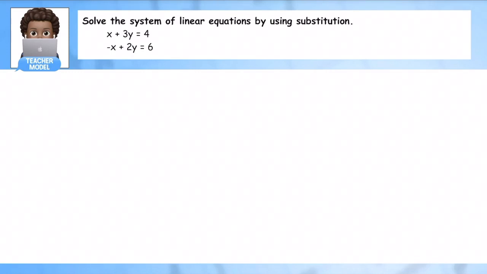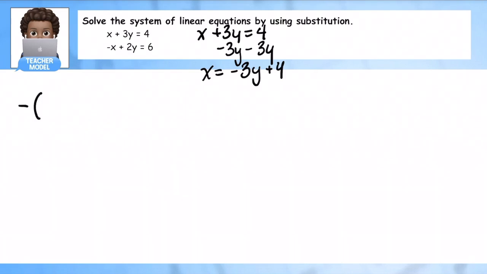Let's do one more solving for system of equations. I'm going to, again, just choose an equation and I want to put it into an easy form. So in this case, I'm going to subtract 3y so that I have x is equal to negative 3y plus 4. Okay, now I can sub this in. So negative, because my x is negative there, negative 3y plus 4 plus 2y is equal to 6.